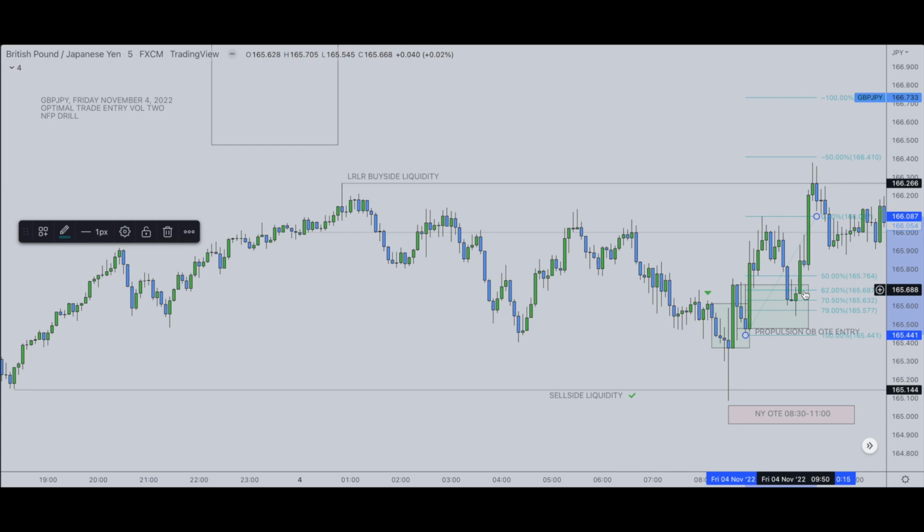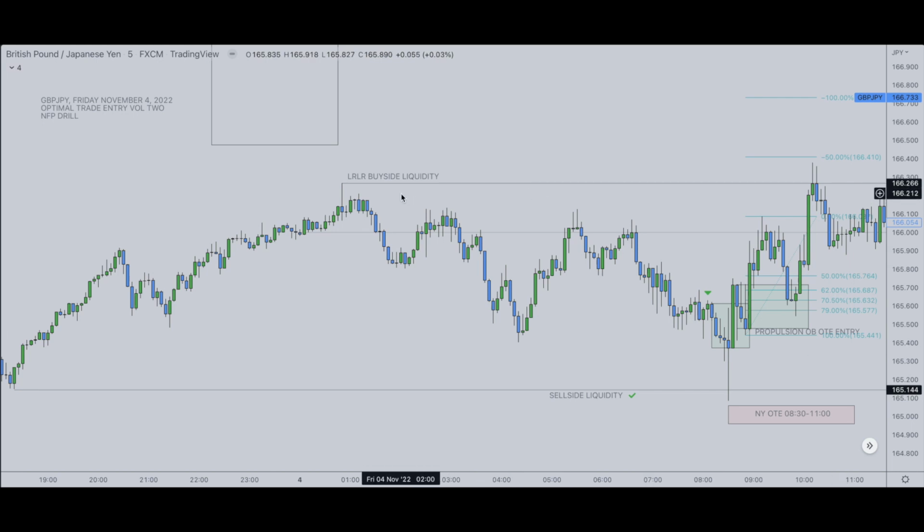So we get a little bit of drawdown here, but remember our stop loss is always placed below the swing low where we anchored our fib. So our stop loss would be down here at that swing low, and we are looking for price to take out the buy side liquidity.